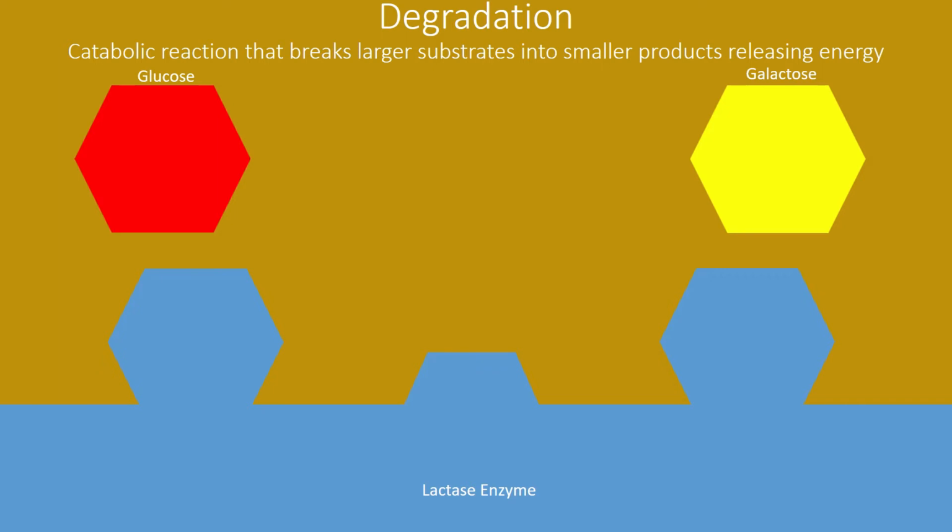Notice the enzyme also goes back to its original shape, so it can be used again to break down more lactose. Interesting note, if you are lactose intolerant, it is because you don't produce enough lactase enzymes to digest lactose sugars.